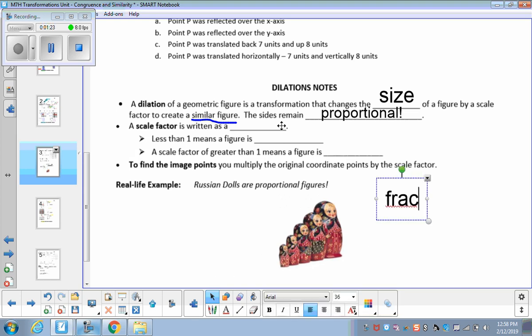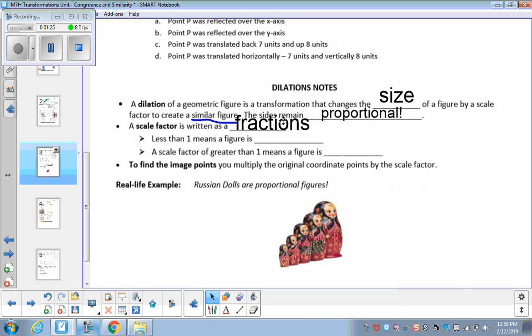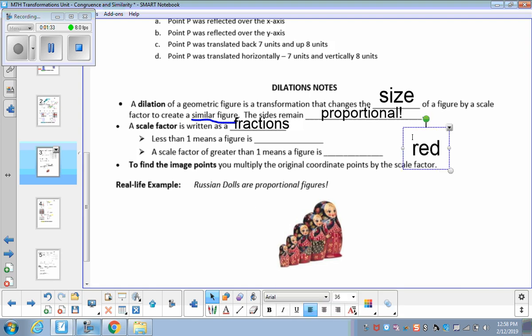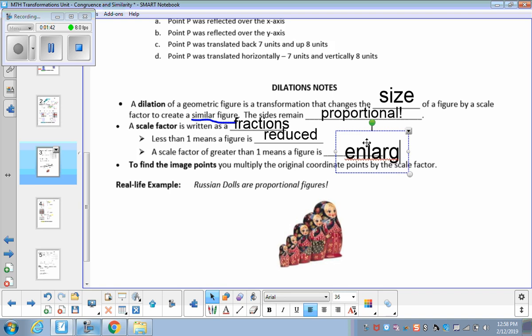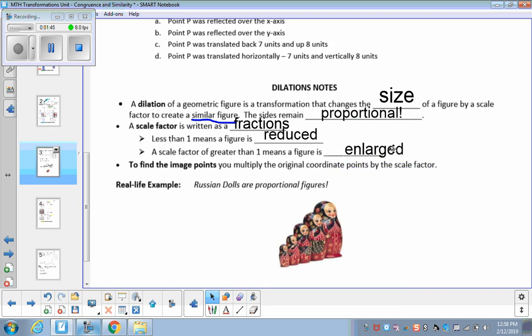Now the scale factor is going to be given to you guys as fractions for the most part, and if they're not fractions, we'll make them fractions, okay? If you have a scale factor that's less than 1, that means that the figure is being reduced. If you have a scale factor greater than 1, that means that our figure is going to be enlarged. And on the next page, we're going to see some examples on the coordinate plane. To find the image points, which are the new points, all we have to do is multiply our original coordinate points by our scale factor. Let's take a look at the next page at some examples.